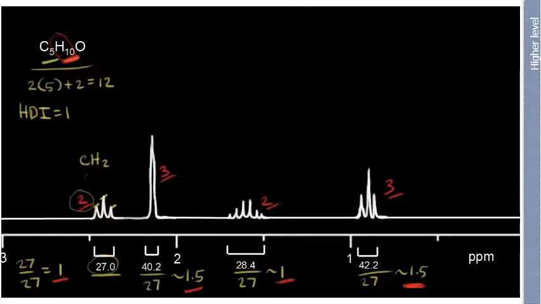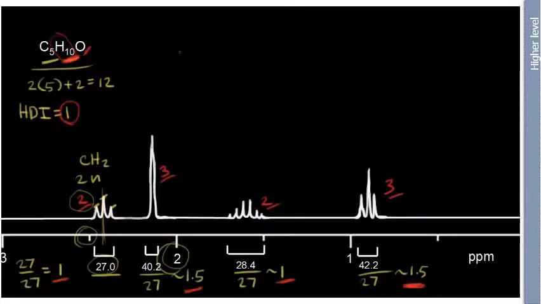So these CH2 protons have 2 neighboring protons. Let's think about the chemical shift for this signal. The chemical shift is between 2 parts per million and 2.5, and that's in the region for a proton next to a carbonyl. That would make a lot of sense because we calculated an HDI of 1, indicating there might be a double bond present, and we need to account for an oxygen in our molecular formula.